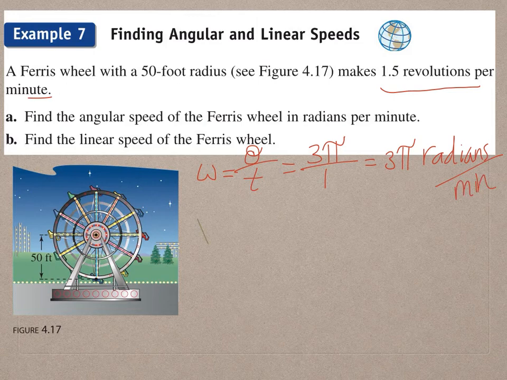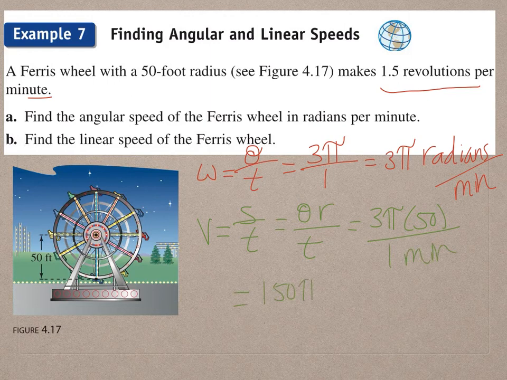Alright, and then our linear speed, v, is our arc length divided by the time. So arc length is theta times your radius, over time. Theta we just determined was 3 pi for 1.5 revolutions. The radius of this Ferris wheel is 50 feet. And the time that it takes to do that, again, is 1 minute. So this would give me 150 pi, and that's going to be feet per minute. That's how many feet we traveled in 1 minute. You could certainly do 150 times pi and find an actual value, but leaving pi in your answer keeps it exact. So that's a good way to look at it.